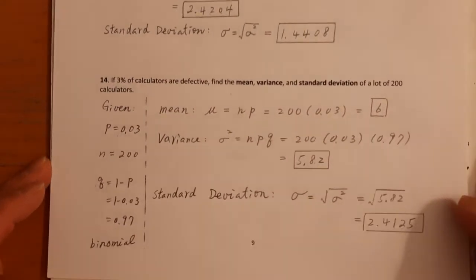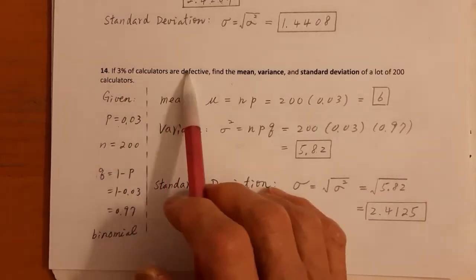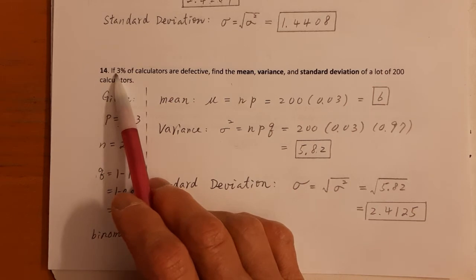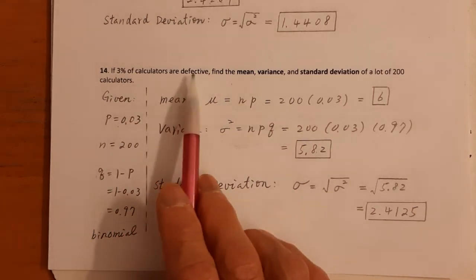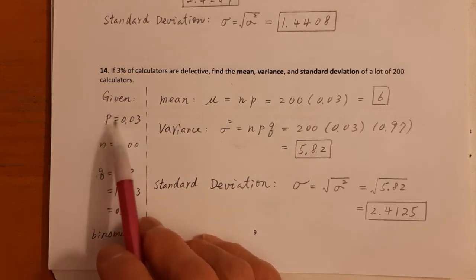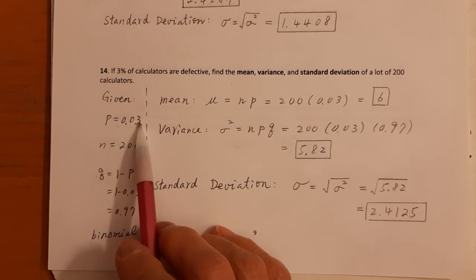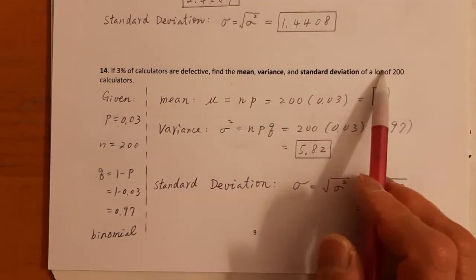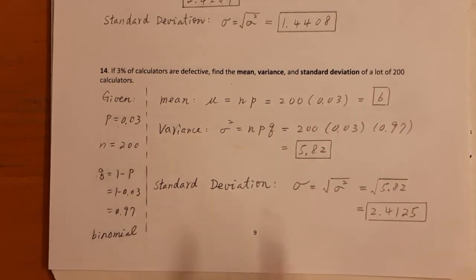And question 14. If 3%, so given p equals 0.03 (move the decimal point to the left 2 positions), 0.03 of calculators are defective. So the probability of a defective calculator is 0.03. Find the mean, variance, and the standard deviation of a lot of 200 calculators, n equals 200.